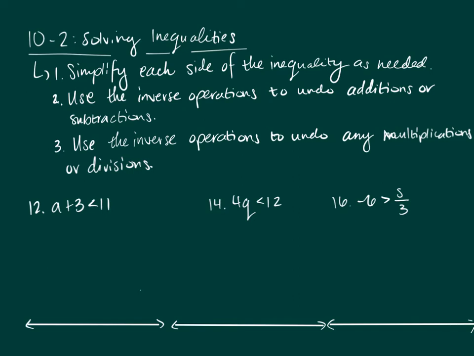So in 12, we've got a plus 3 is greater than 11. So you want to simplify each side of the inequality as needed. It's already simplified. Step 2 is use inverse operations to undo additions or subtractions. So inverse of addition is subtraction. So we're going to subtract 3 from both sides. We get that a is greater than 8.